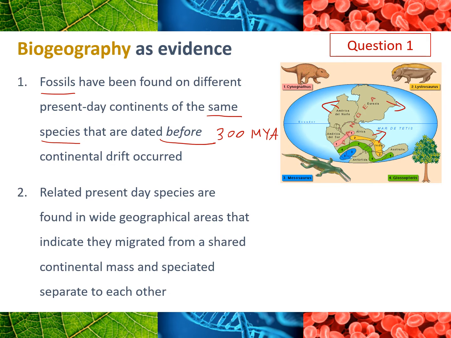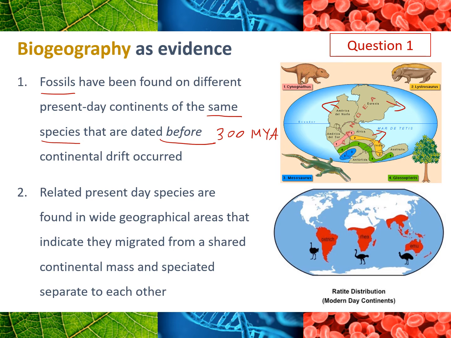The other way that this evidence can be used is that if we look at present day species, so species that currently are still alive, that are related to each other, but are found in different areas of the world. And a really good example of this is if we look at the emu, which is obviously found in Australia. We look at the ostrich, which is native to South America, and then this bird called the rhea bird, which is native to Africa. These are very closely related animals, but they have evolved further in different parts of the world.